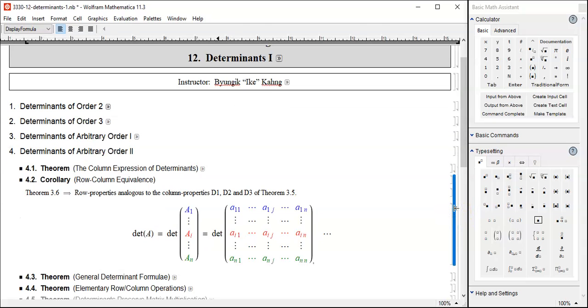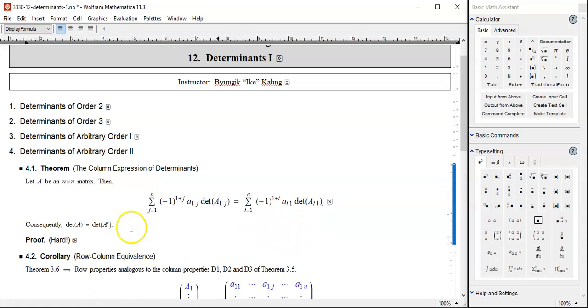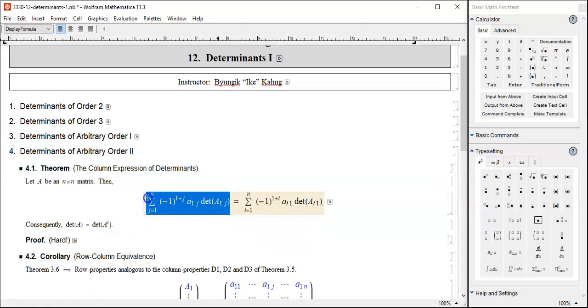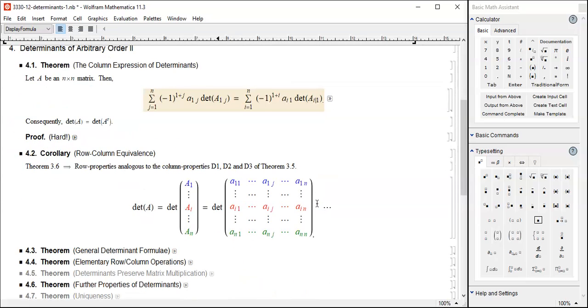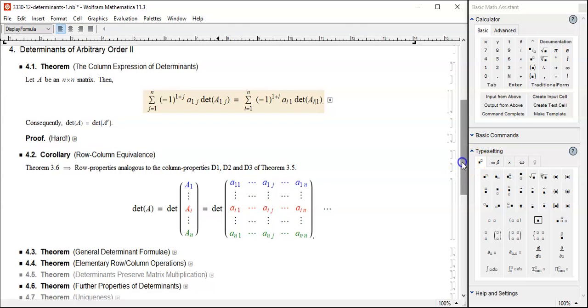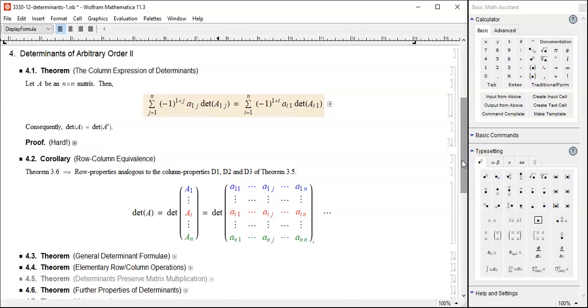Row-column equivalence. Well, okay, let's go here. And we use first row to define the determinant. But we can do the first column to do the same. So row-column, what's the difference? In terms of determinant computation, no difference. So all the properties, multilinear, alternating, those apply for rows as well as columns.